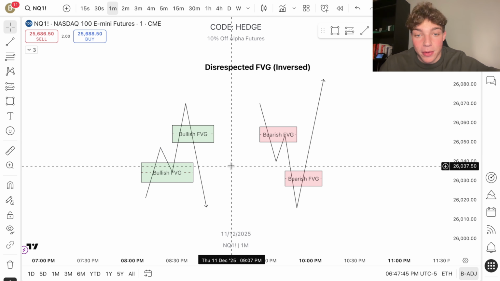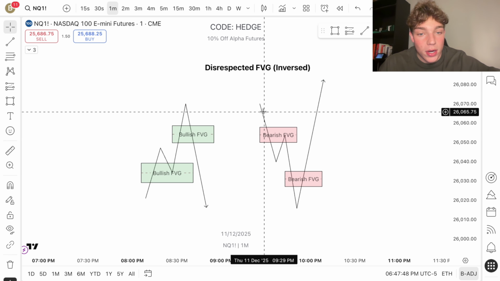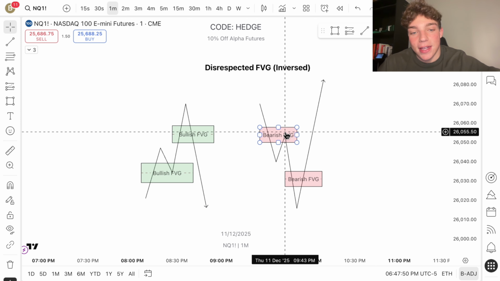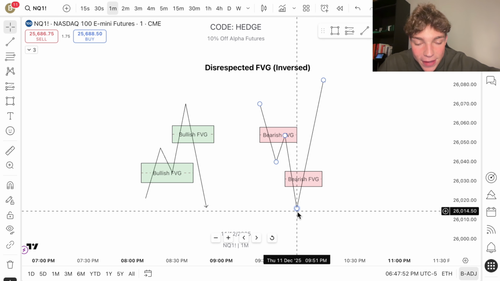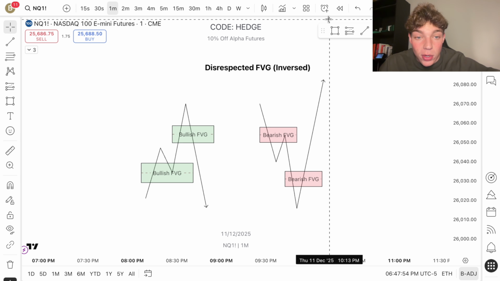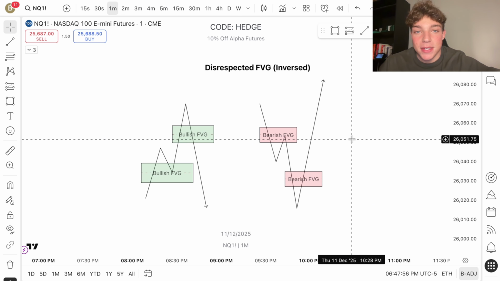This was a bullish example, and then a bearish example, same thing. We're in a downtrend, a fair value gap gets traded back into, respected, and then a fair value gap down here gets traded through, and we inverse it running to the upside.